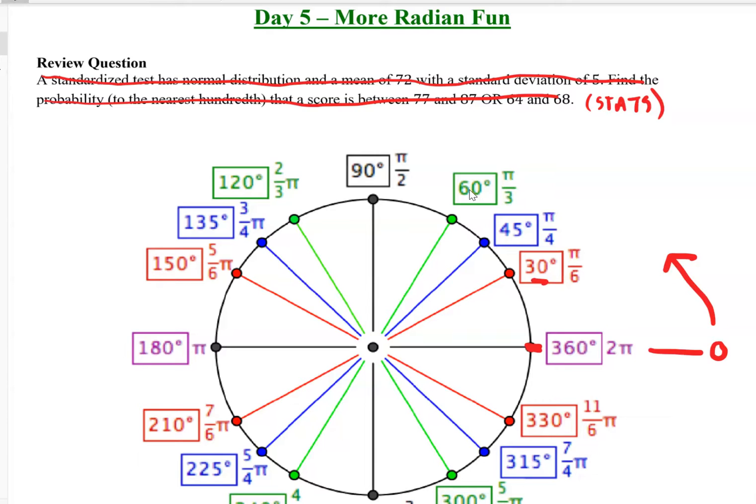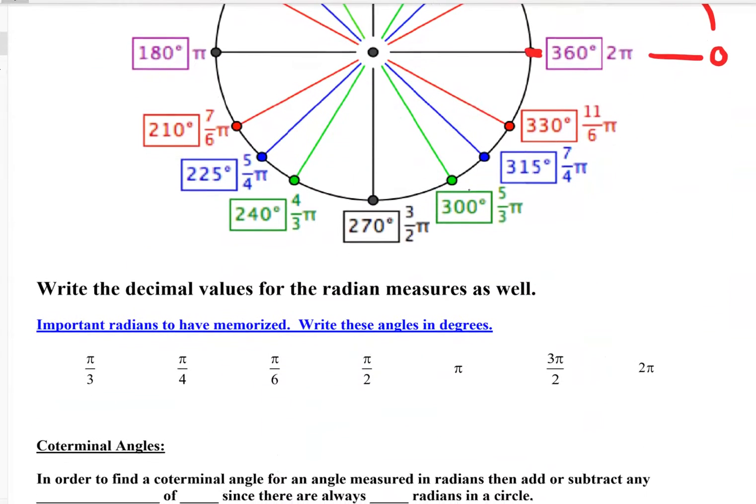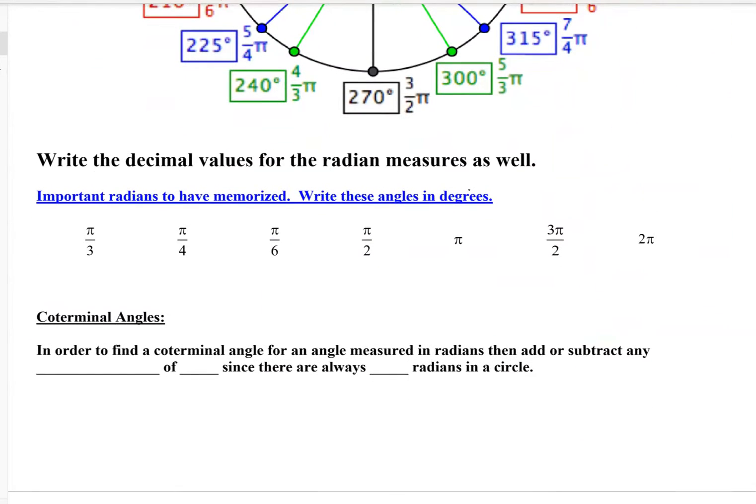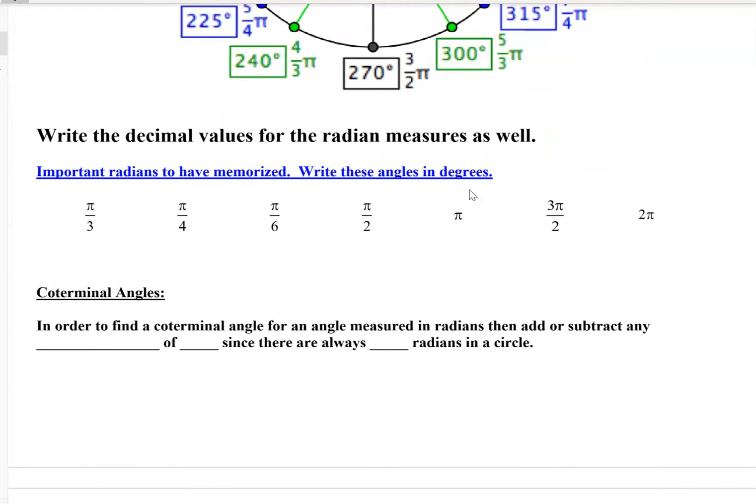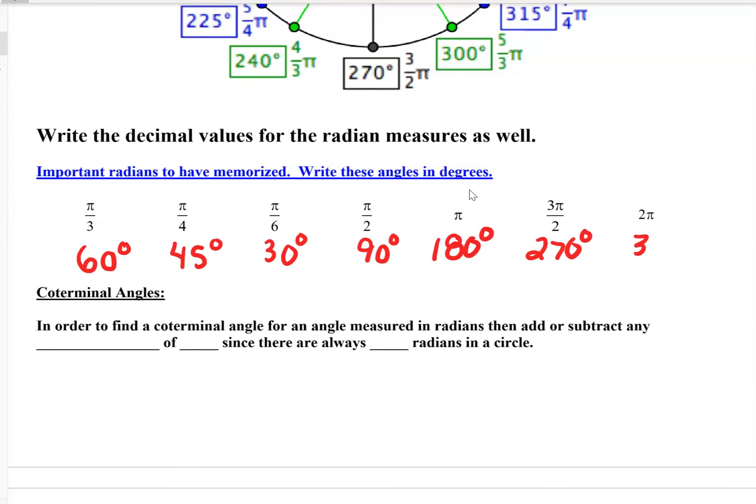As you look at this, there are some key numbers that you're going to want to know. Pi over 3, 60 degrees. Pi over 4, 45 degrees. Pi over 6, 30 degrees. Pi over 2, 90 degrees. Pi, 180 degrees. 3 pi over 2, 270 degrees. And 2 pi, 360 degrees.